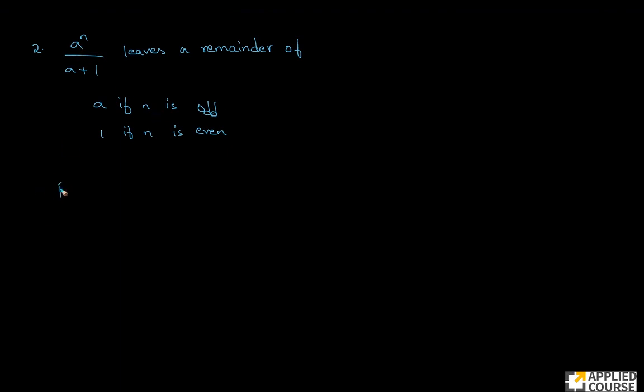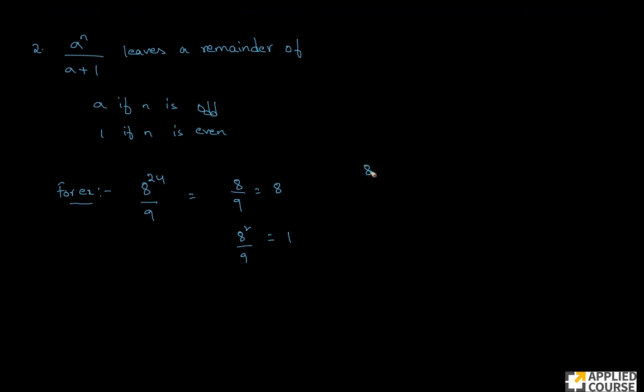For example, we will take one example for easy understanding. 8 power of 24 by 9. We can do these sums in the normal way also, no need to worry. First, 8 by 9. So what will be the remainder? 8. So 8 square by 9, so 64 by 9. So the remainder is 1.